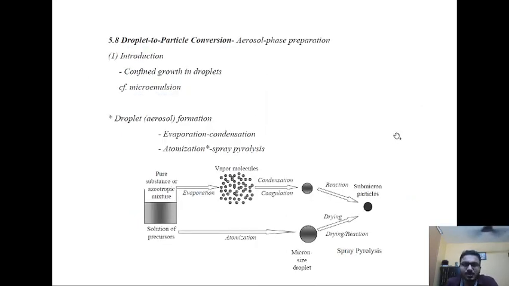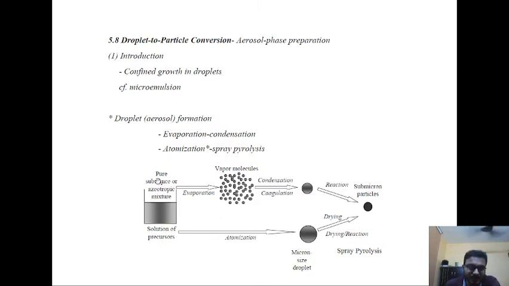Then the next is droplet to particle conversion, that is aerosol phase preparation. Here we have the introduction, that is confined growth in droplets, that is microemulsion. We have already seen this in our previous slides. Then the droplets or aerosol formation. Two processes are there: evaporation, which can be seen here, and then condensation. At the same time we have atomization and spray pyrolysis. So this is the way we have droplet or aerosol formation.